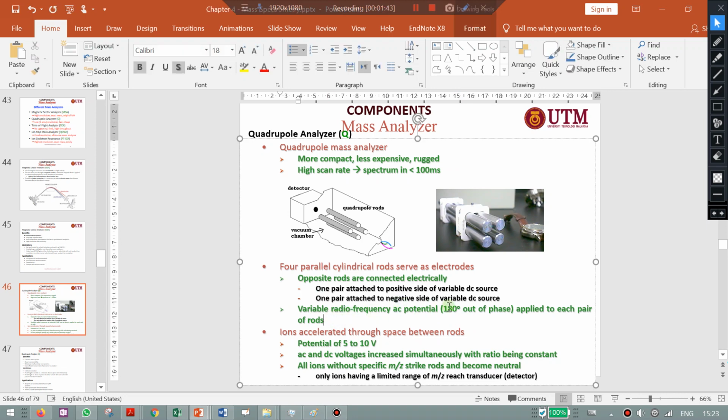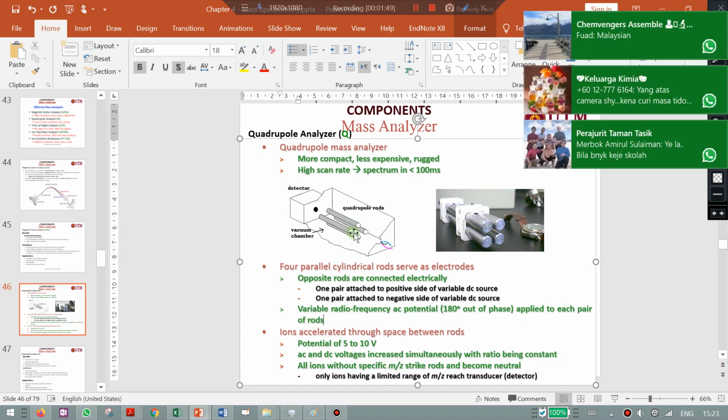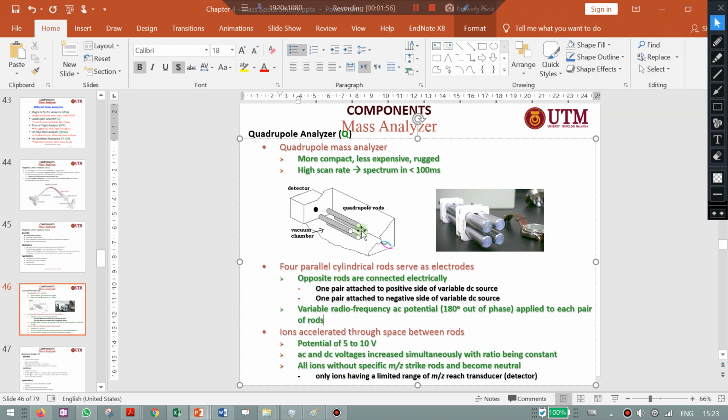Variable radio frequency potential applied to each pair of rods. Yang ni you tak payah faham lah, cuma kita apply variable frequency potential lah dekat sini, rod ni lah. Sebab kita nak, we want our ions to be resonant. We want to make the ions resonance. Ions accelerated through space between rods, potential 5 volt to 10 volt.